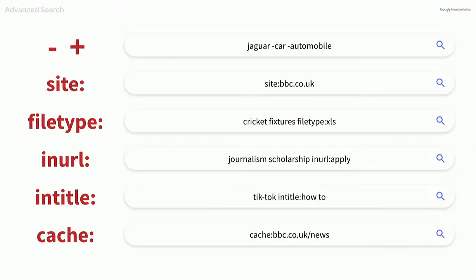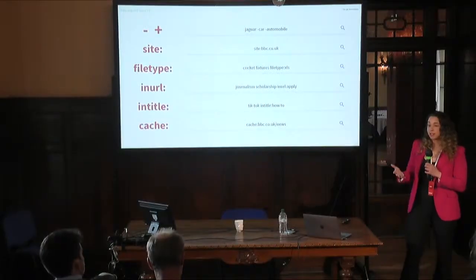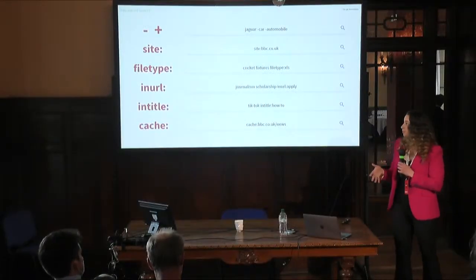So practice using that. The next one is site. If you're looking for information from a particular URL, so here we've got bbc.co.uk, you put a keyword before that, so let's say, for example, Boris Johnson, site, colon, bbc.co.uk, making sure there's no spaces in between the colon and what you've written there, you will only get results from that particular website.